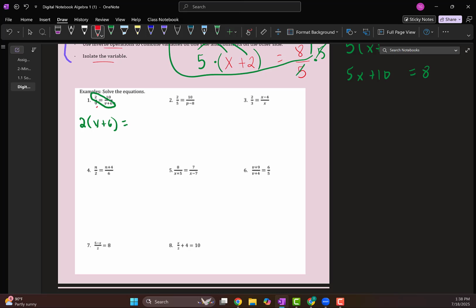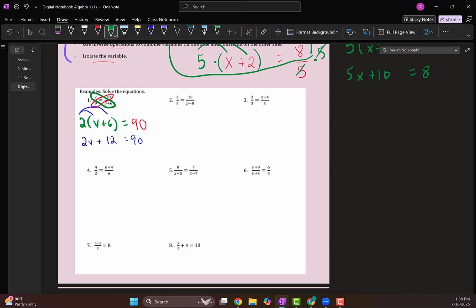I'll do that in a different color. The other cross product, we're going to multiply diagonally across the equal sign. 9 multiplied by 10. I'm just going to go ahead and write that out. 9 times 10 is 90. And then from here, this is a regular equation to solve. Follow the steps. We're going to distribute the 2, and we get 2v plus 12 equals 90.